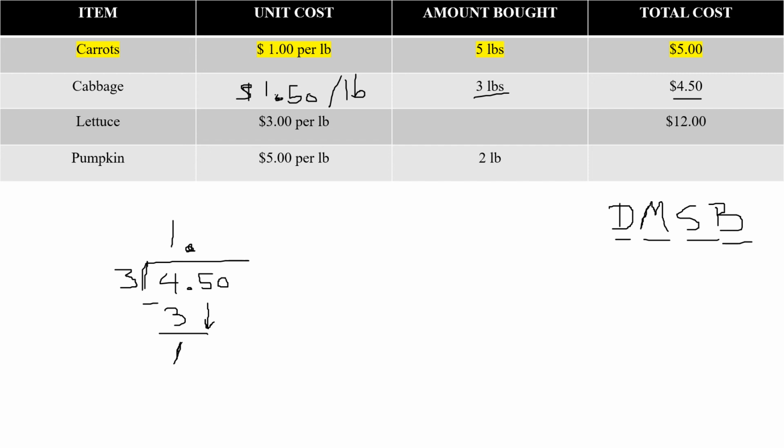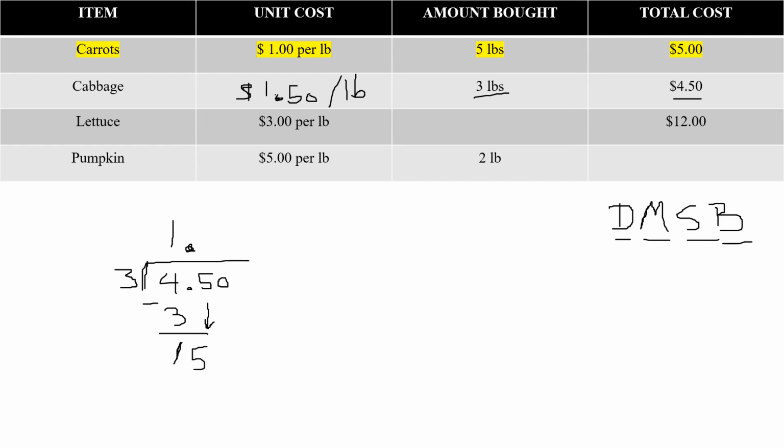So you divide, you multiply, you subtract, and then you bring down. And that's what I did here. I divided the 3 by the 4, then I multiplied, then I subtracted, and then I brought down. And then you just restart. So then I bring down the 15, and I restart.